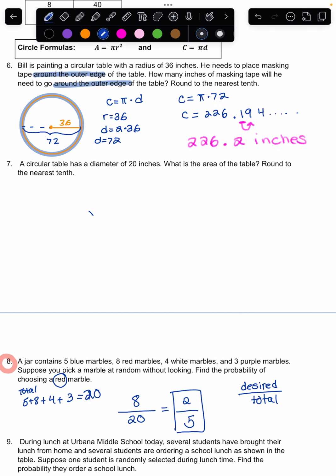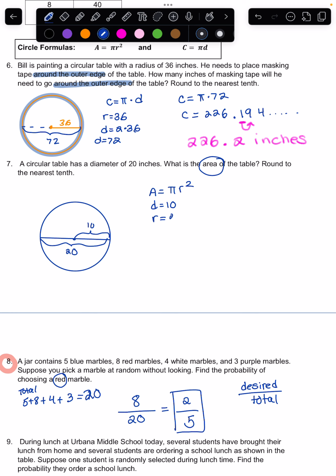For number 7, a circular table, so we draw our circle, has a diameter of 20 inches. So this is the distance all the way across. What is the area of the table? So the area formula is pi radius squared. If the diameter is 20, the radius is going to be half that. So if the diameter is 20, the radius is going to be 20 divided by 2, which gives me 10.